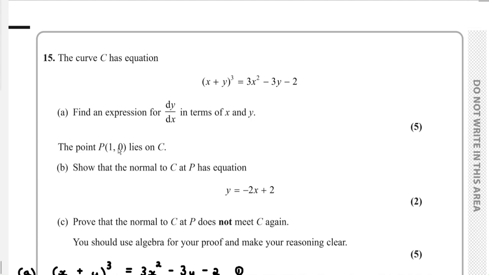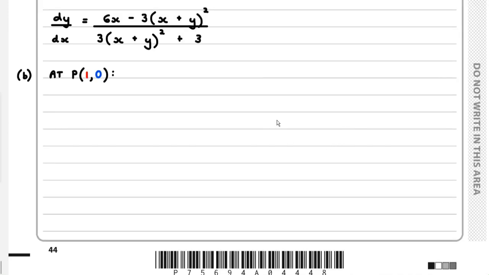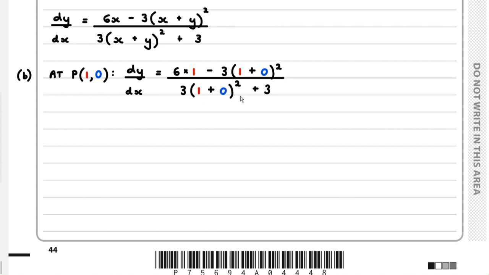The point P with coordinates 1, 0 lies on C. Show that the normal to C at P has equation y equals negative 2x plus 2. So, at the point P with coordinates 1, 0, dy over dx equals 6 times 1, subtract 3 times 1 plus 0 squared over 3 times 1 plus 0 squared plus 3. And if I work this out, I get 1/2. This 1/2 is the gradient of the tangent, so the gradient of the normal is negative 2.